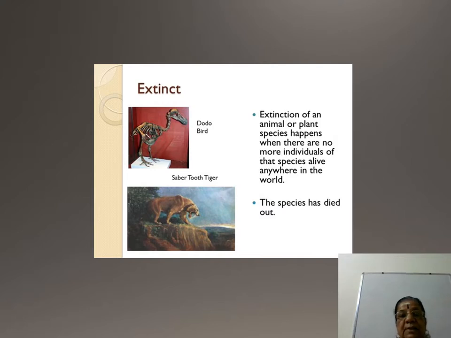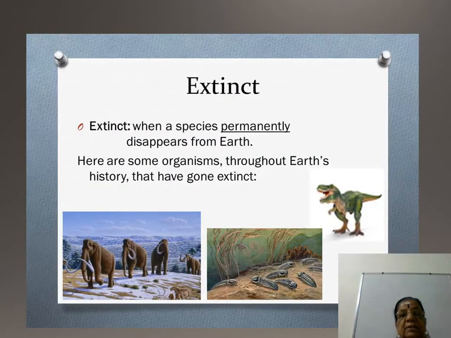Extinction of an animal or plant species happens when there are no more individuals of the species present anywhere in the world. That is extinction. A typical example is the dodo bird and the saber-tooth tiger. Look at the teeth. Okay, then again extinct: when a species permanently disappears from earth. Here are some organisms throughout earth history that have gone extinct.